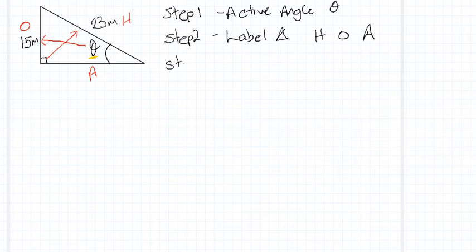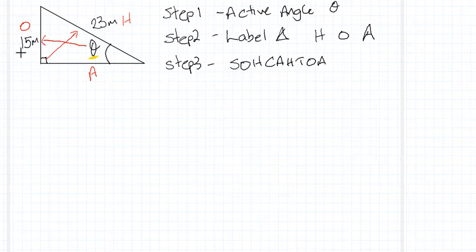Which leads us on to step 3, where we use SOHCAHTOA. We're using the mnemonic to figure out which function we're using. We've noticed we're using the opposite side and the hypotenuse, and the opposite and the hypotenuse are part of the sine function. Sine equals opposite over hypotenuse.